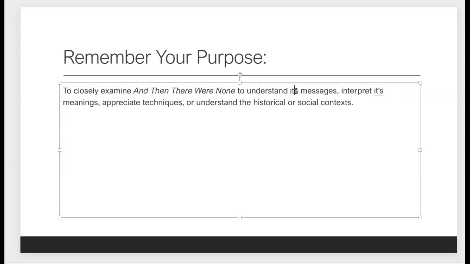So your purpose for your literary analysis is to closely examine our novel, And Then There Were None, to understand its messages, interpret its meanings, and appreciate techniques or understand the historical or social context. So, in other words, you're writing an analysis, you're looking closely at the novel to come up with some sort of interpretation of meaning, what something means, or what Agatha Christie is saying through various elements in this novel.